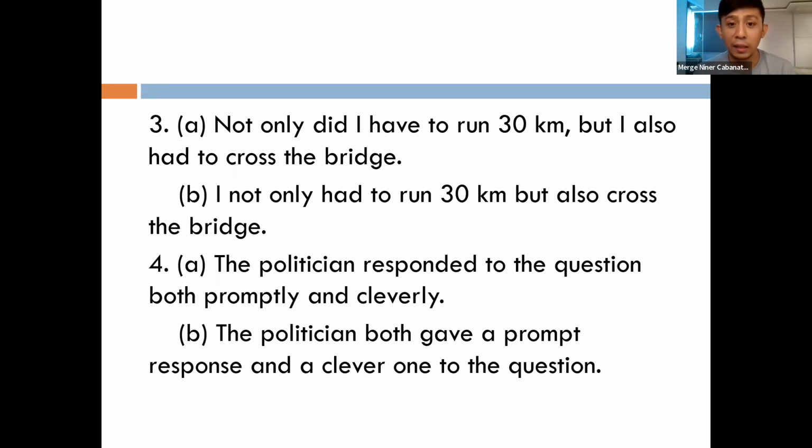Number 4, the politician responded to the question both promptly and cleverly. Or letter B, the politician both gave a prompt response and a clever one to the question. So number 4, LP, Riza, Mai, Nas, and Vandal Ryan. Is it letter A or letter B? For item number 4, is it letter A or letter B?